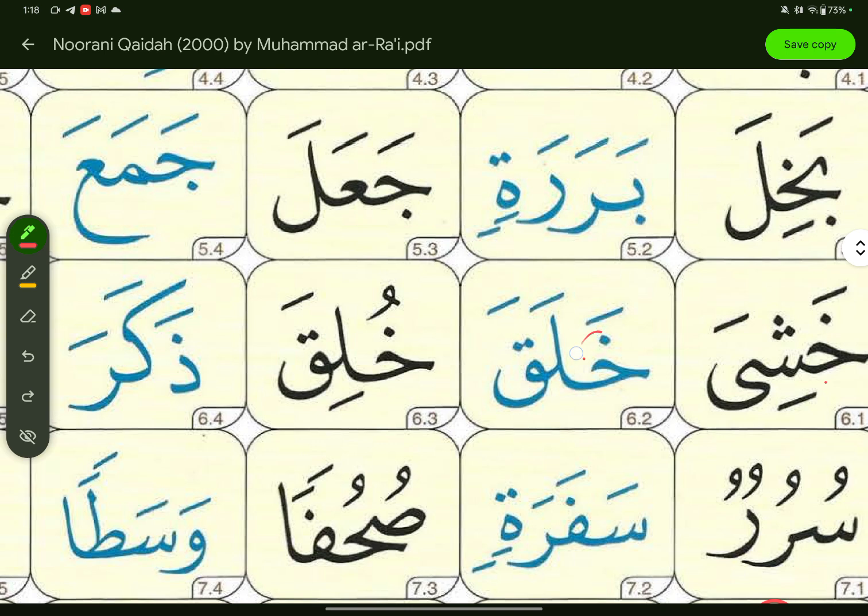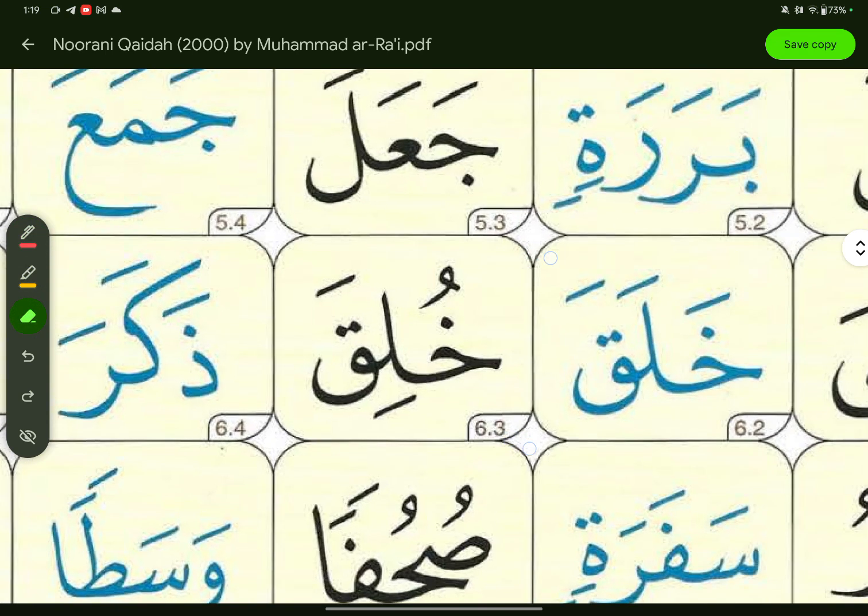So you see the difference between this letter and this letter. So this letter, the kha, is a grating letter. And the letter at the end, qaf, is just a heavy version of kaf. Right, kaf is light. This is qaf. So khalaqa, which means created. Alright.